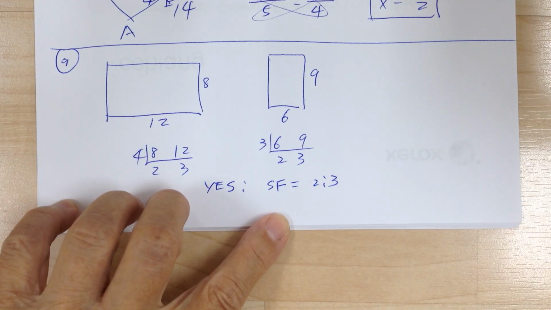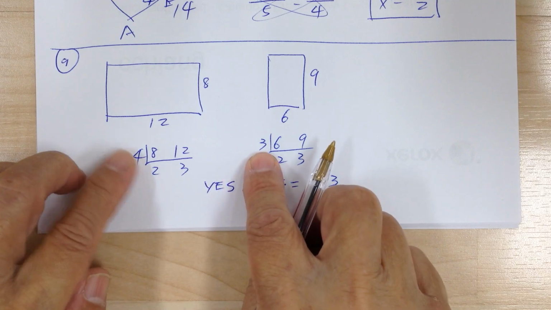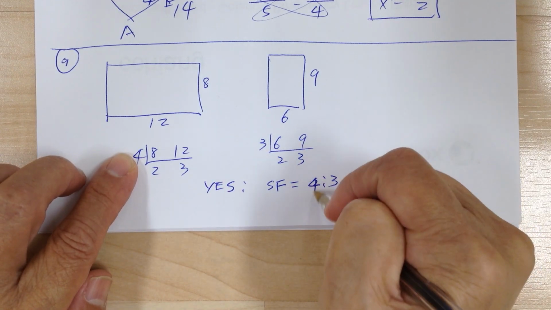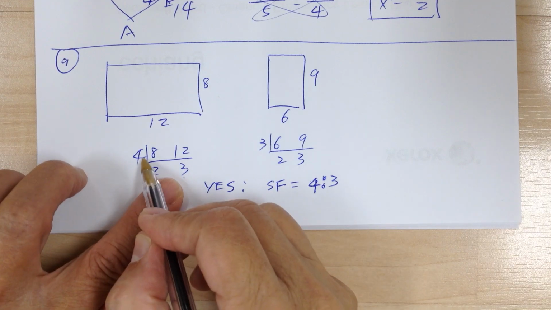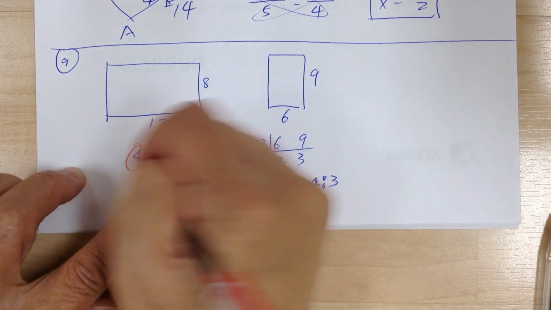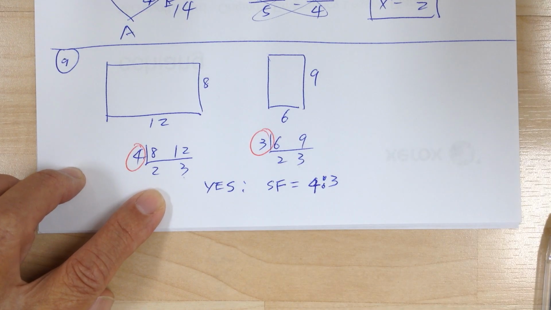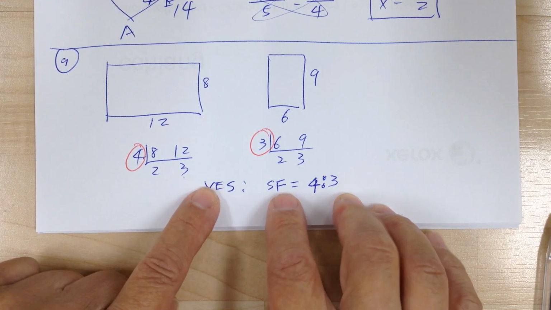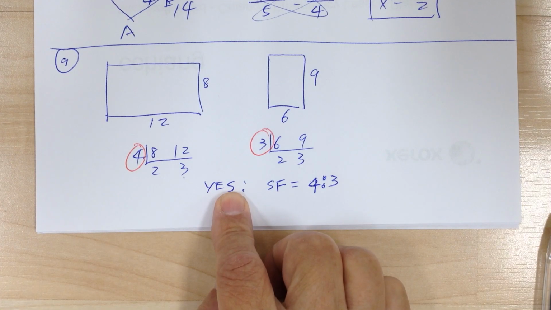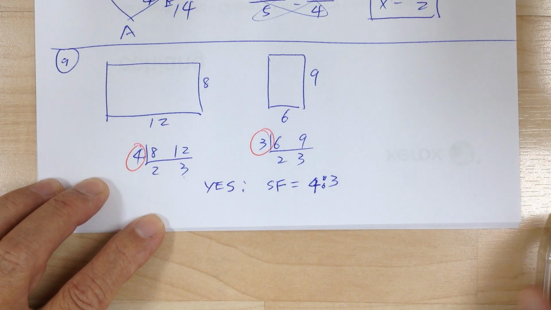Oh, back up. This is not correct. Scale factor is this over here, 4 to 3. Sorry about that. This is the reduced one, so the scale factor is this number right over here. And make sure you answer the question. Determine whether polygons are similar. So the answer is yes. If they are, write a similarity statement. We have to write the similarity statement.